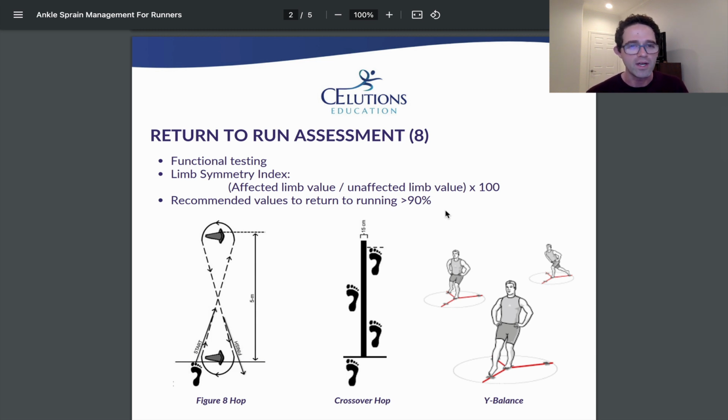So again, we want to make sure those two limbs are going to be very close. We want just 10% difference at the most. Again, they should be pretty even. Asymmetries when you're running aren't good.